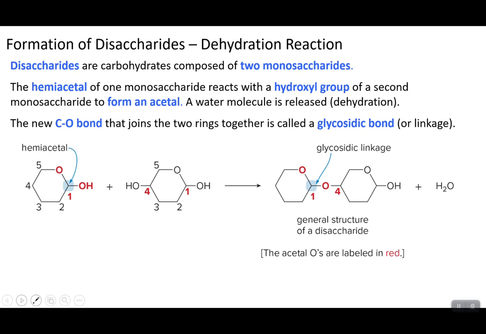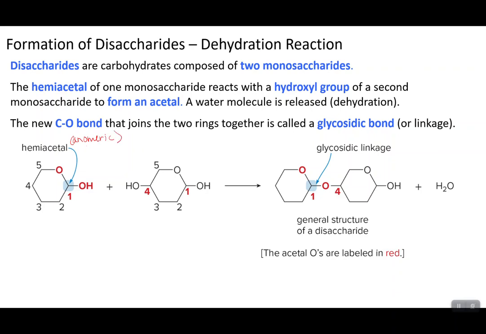Okay, so formation of disaccharides is going to be a dehydration reaction. Recall that dehydration means that we are losing water, H2O. So again, disaccharides are composed of two monosaccharides. We learned previously the term hemiacetal, and now I'm going to introduce the other term, acetal. So the hemiacetal of one monosaccharide is going to mean the same thing as the anomeric carbon. So the anomeric carbon in one carbohydrate is also the hemiacetal in this monosaccharide. So in this case, this hemiacetal is the anomeric carbon.